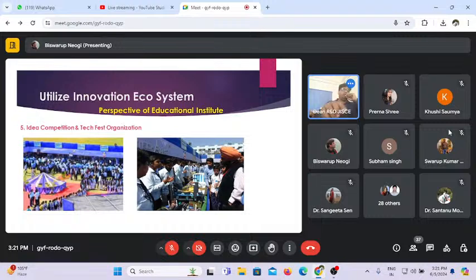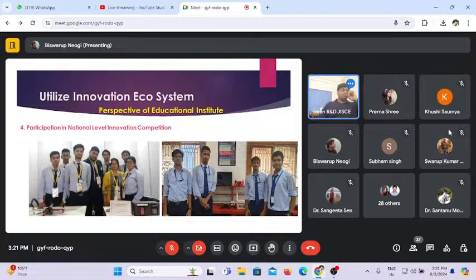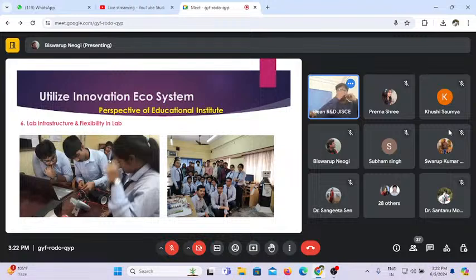And the last point on this topic is participation in national level innovation competitions. There is the Smart India Hackathon. There are several tech fests all over India. IIT Bombay has a tech fest, and IIT is also there. Everywhere your students may join and present their innovation. That can also help create your innovation ecosystem.